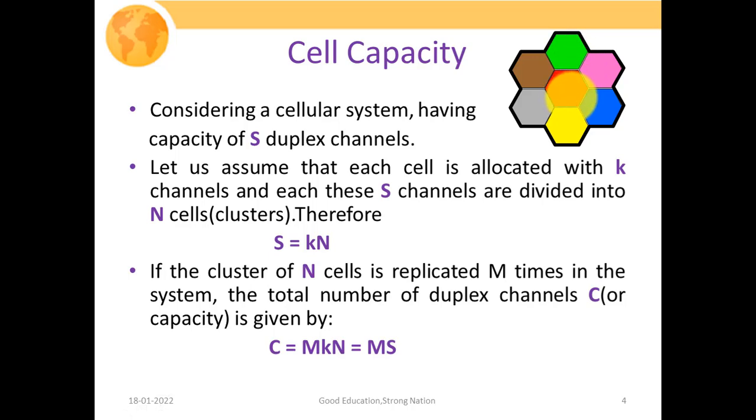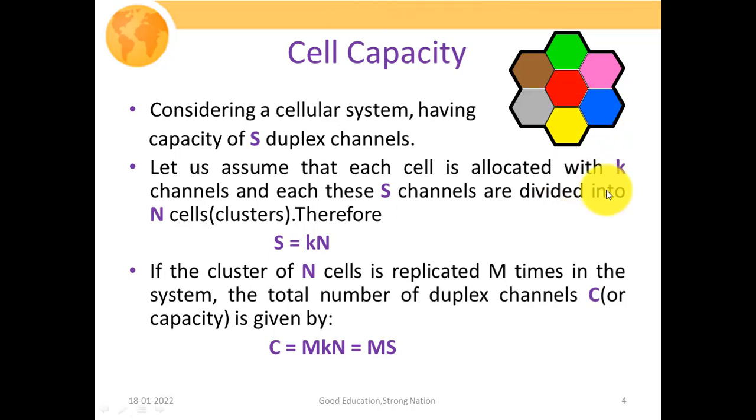So if we talk about the whole capacity of this cluster, S is equal to K times N. That is why we have written it over here. So S is equal to K times N. If the cluster of N cells is replicated M number of times in the system, then the total number of full duplex channels C is equal to MKN. Suppose this particular cluster covers only a smaller geographical area. In order to provide cellular connectivity throughout the geographical area, we must replicate this particular cluster throughout the globe. This we have already discussed.